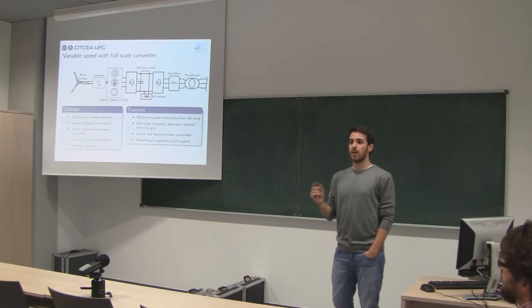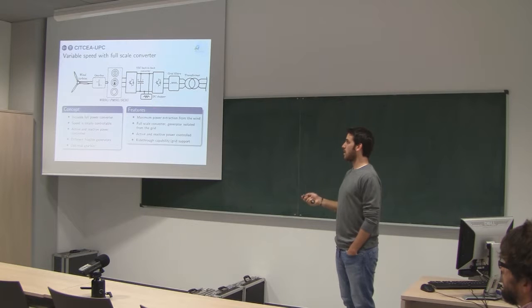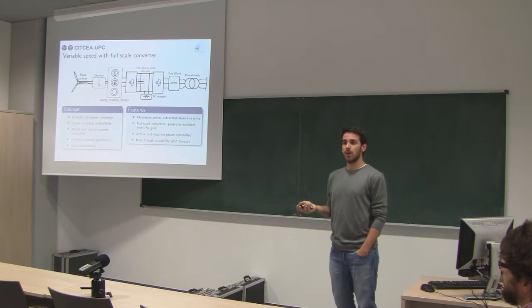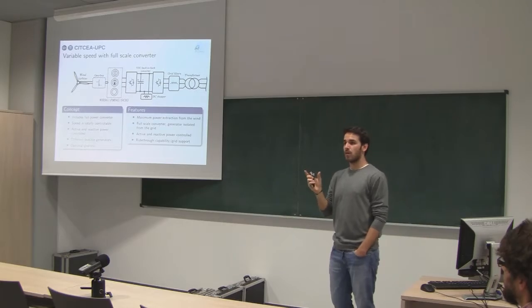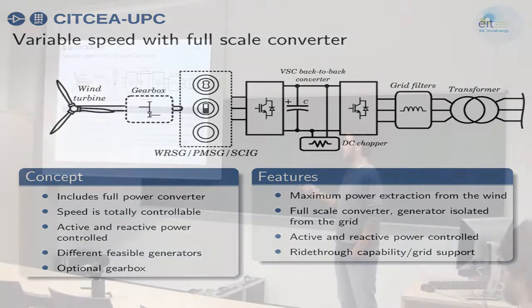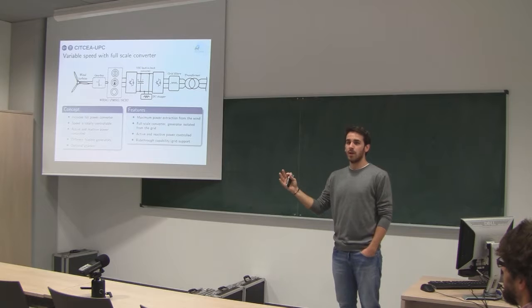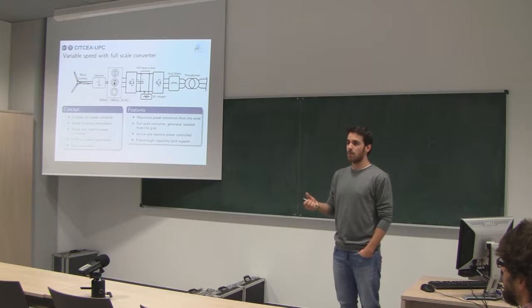Okay, it depends on the manufacturers, they choose from one or another. And then what you commonly have is a full power converter. All the energy is going to the grid through this power converter, and through it you have complete isolation between the wind turbine side and the grid side. It has variable speed, completely controlled, so you can optimize the wind extraction perfectly. This is an important point.